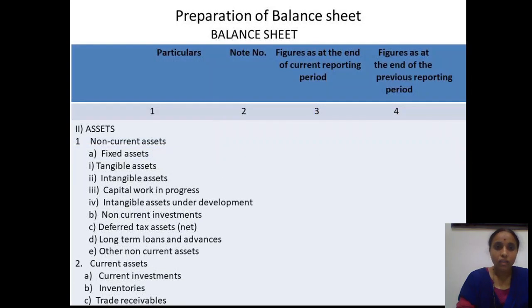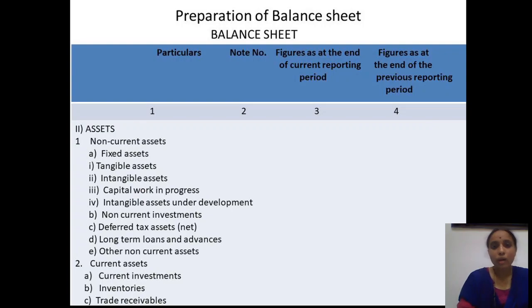After that we are going to take the second, that is the assets. The assets within the company are categorized as non-current assets and current assets. The non-current assets here mean the fixed assets. Under non-current assets, the fixed assets we categorize as tangible assets, intangible assets, capital work in progress and intangible assets under development. So these are the four categories under the fixed assets.